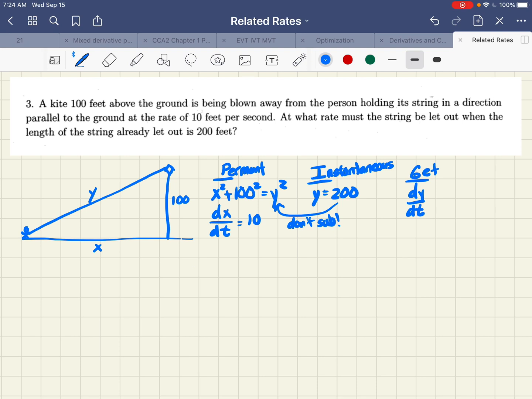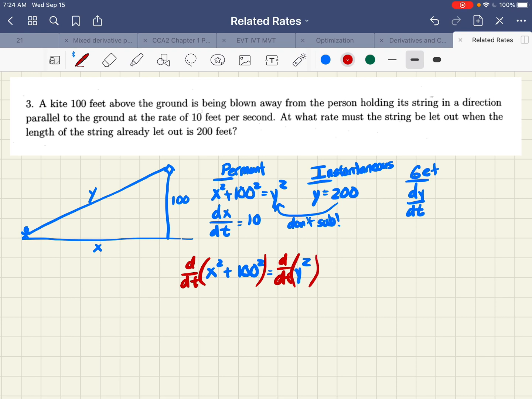All right, so let's do some calculus. So I've got dx/dt and I want dy/dt. My equation has x and y, so I'm good to go. So let me write down my equation again. x squared plus 100 squared equals y squared. And what I'm going to do is take the derivative with respect to t of both sides.